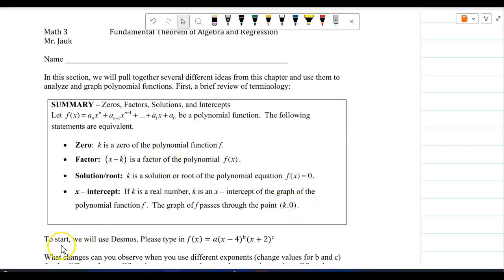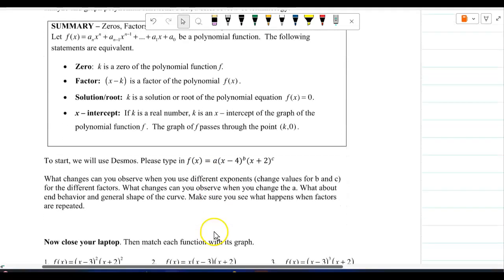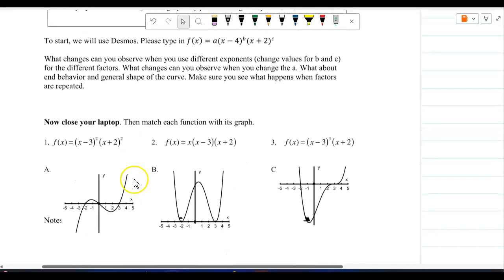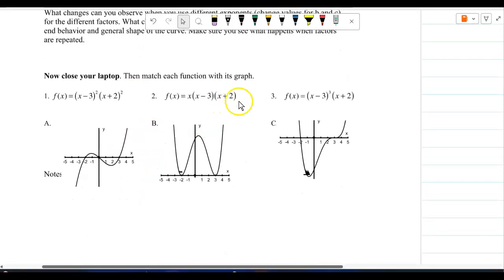To start with, please type this on the Desmos. You know what happens on it? So what changes when B and C change? You come to know the different shapes of the graph, like when both will go up, one will go up and one will go down, and all that will keep on happening. Now close your laptop and try to match the function with the graph.